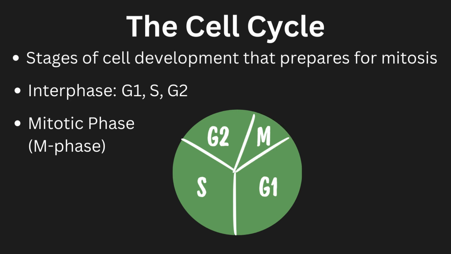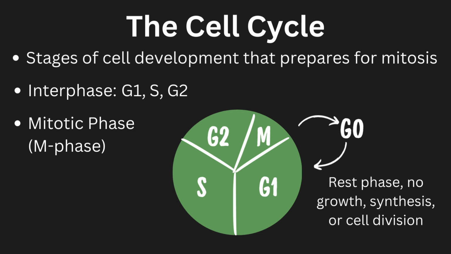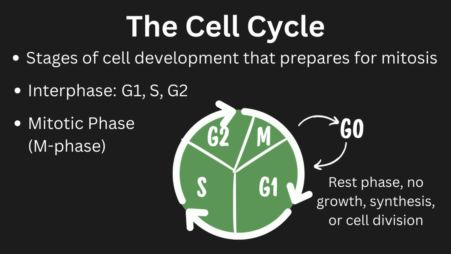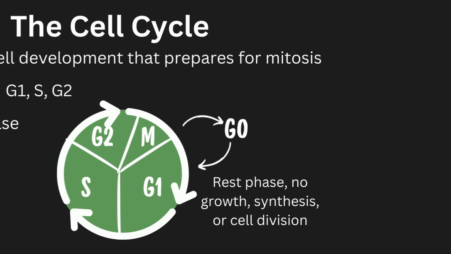Before moving on to mitosis, there is another phase that you might hear about called G0. G0 is a rest phase, where there's no growth, no synthesis, or division. Cells will enter G0 phase if any mistakes are made in G1, and they will stay there until these mistakes are corrected. As a quick reminder, the whole process we just discussed is a cycle, meaning that after mitosis, we go back into interphase and so forth. With that out of the way, let's move on to mitosis.